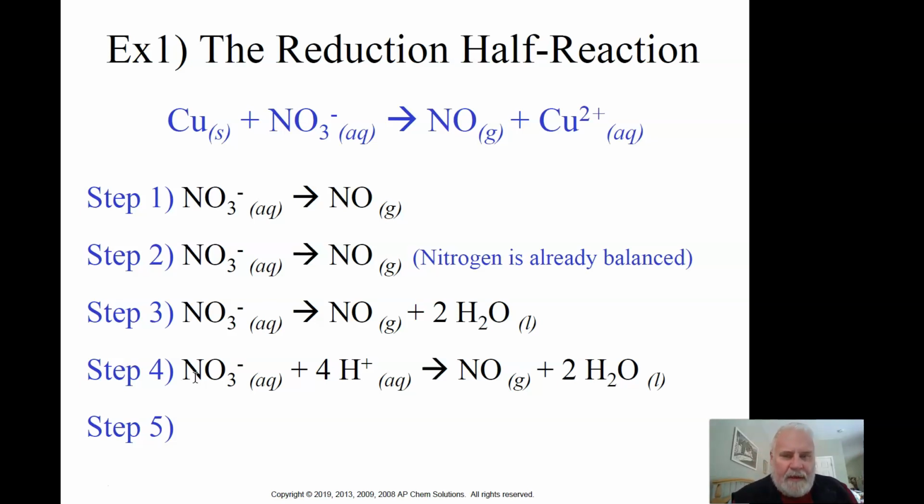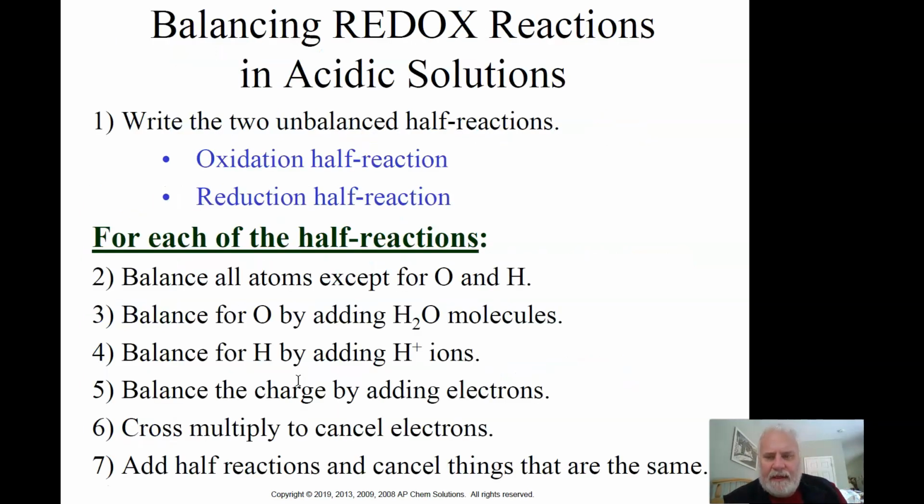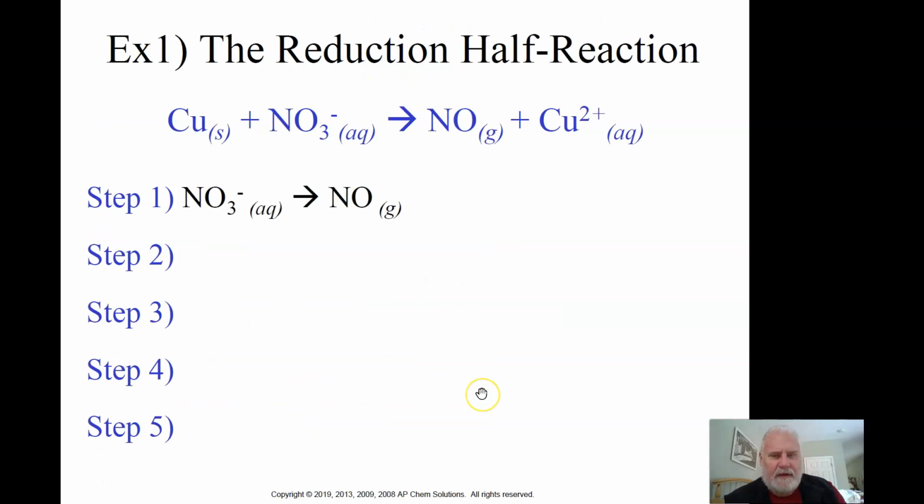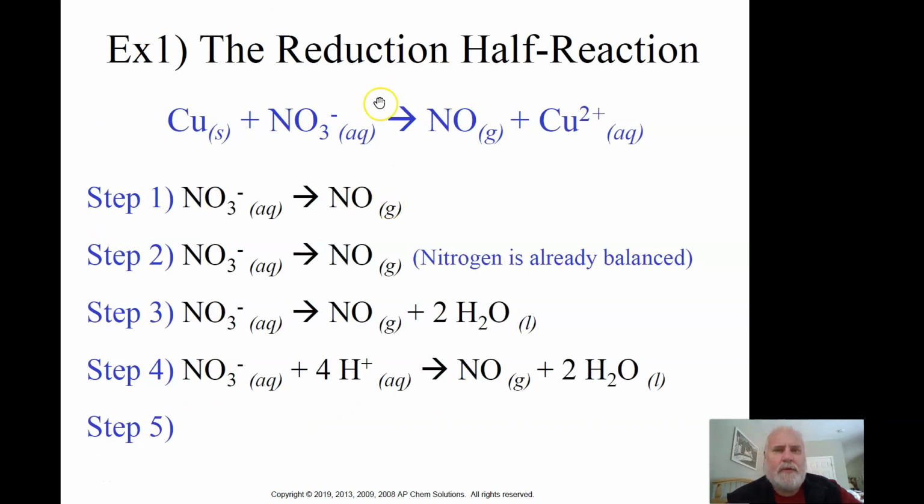There is a problem though. Something in here is not balanced. If you look, here's a negative and 4 positives. So a negative on this side and 4 plus charges. So what you have to do in step 5, and again just go back quickly here, is to balance the charge by adding electrons. Well, remember, this is a reduction reaction. So a reduction reaction is going to give you the hint that you need to put the electrons on this side. It's gaining those electrons.